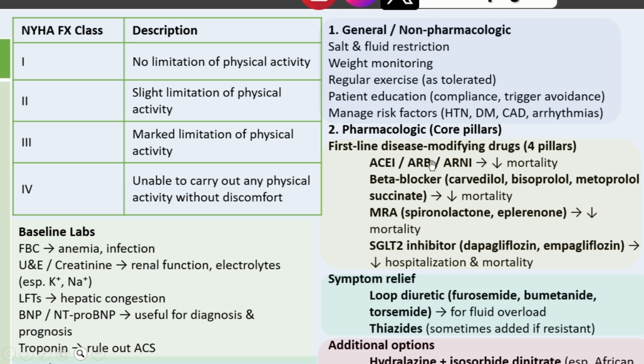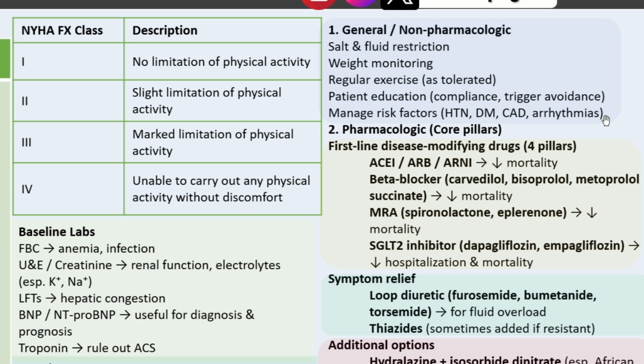Then we have patient education, which I've talked about, and then we have to manage the risk factors. If someone has hypertension, DM, coronary artery disease, or arrhythmias, it's important that you manage the risk factors that revolve around these diseases. If they are obese, you may need to help them lose weight. You may need them to eat low carbohydrate foods for diabetes, like that.